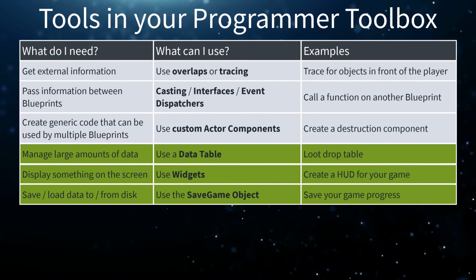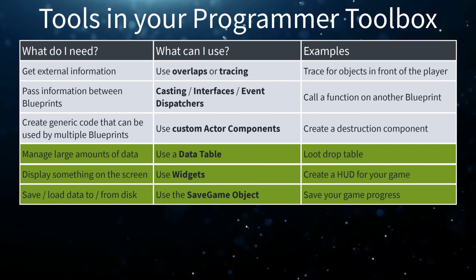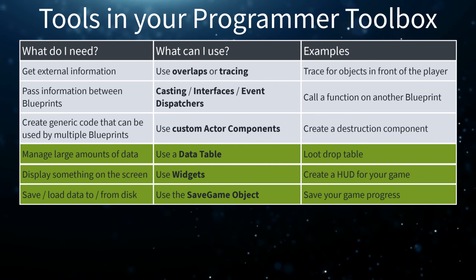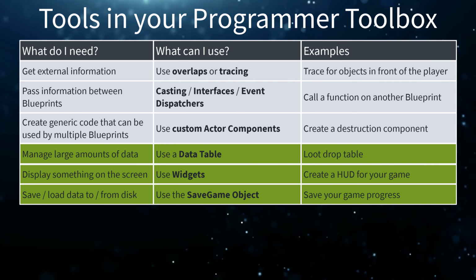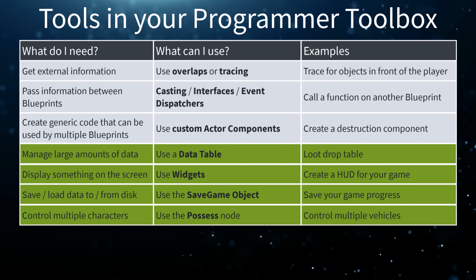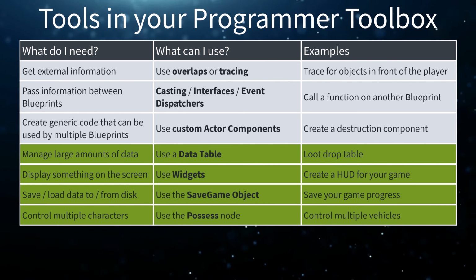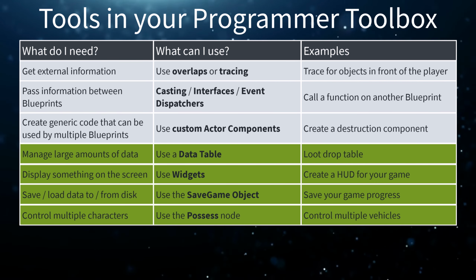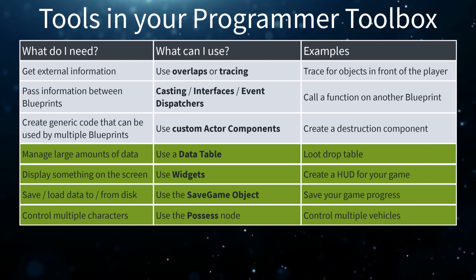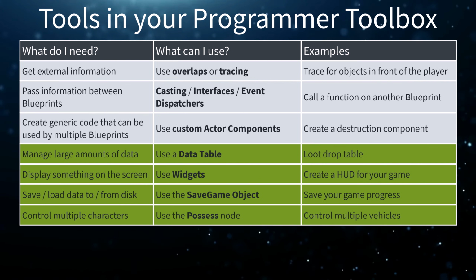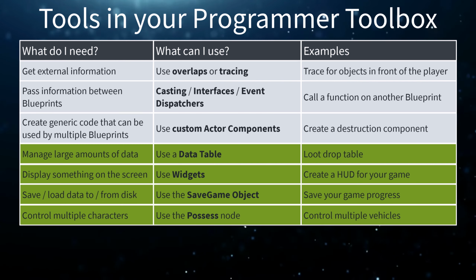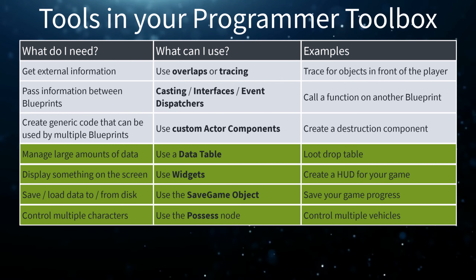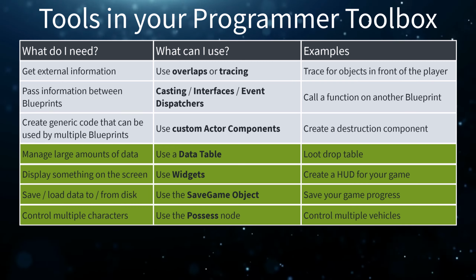If you want to save and load data to and from disk, you can use a save game object. So for example, if you wanted to save your game progress to disk. And if you wanted to control multiple characters, you would use the possess node. For example, you would like to control multiple vehicles in your game. I highly suggest you look into these topics further after you finish this lesson. And now let's jump into Unreal so I can show you some practical examples from my own assets.